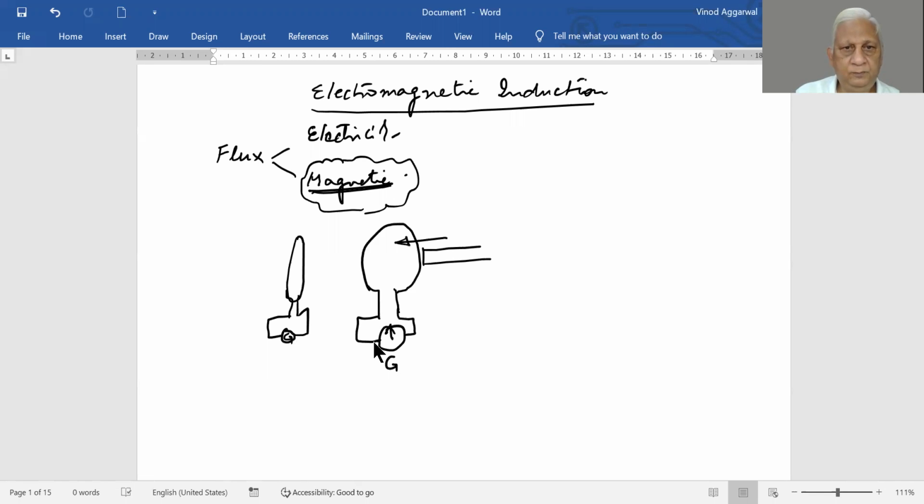What will happen? The magnet generates some lines of force, magnetic force, which gives rise to a magnetic field. And if this magnetic field is changing, then you will see some deflection in the galvanometer.